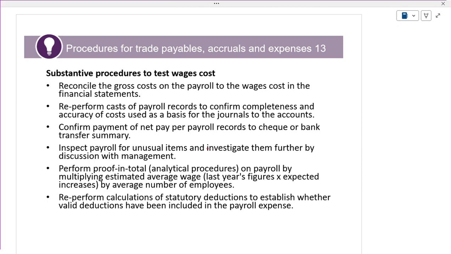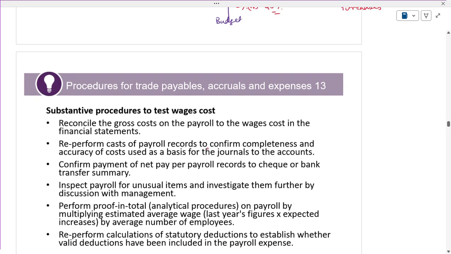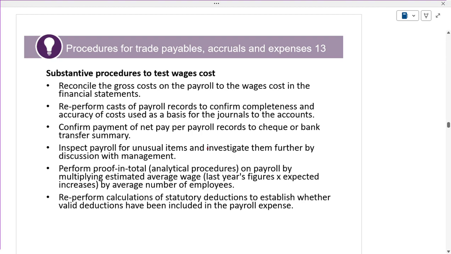Is it okay? Yes, sir, it is clear. Now, this is what we are talking about, purchases. The second one is wages. Wages is also payables. Reconcile the gross cost of payroll. Most of the time, what will happen? It happens at the factory premises.